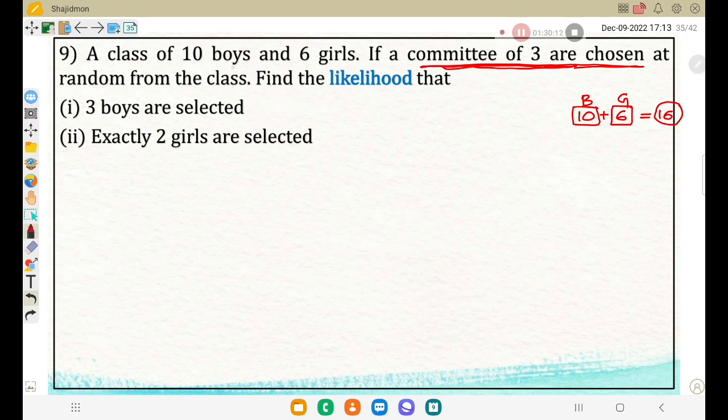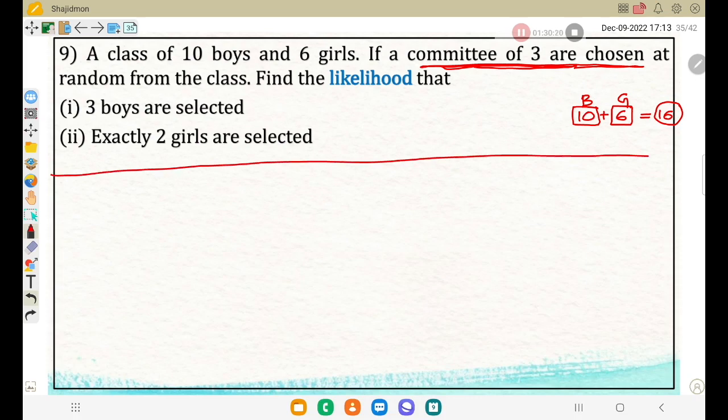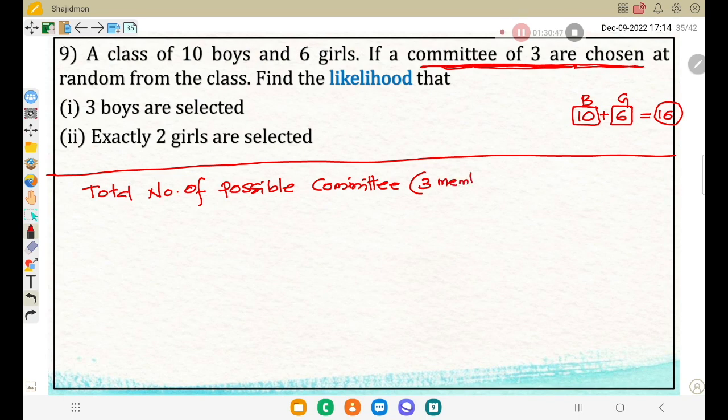So a class of 10 boys and 6 girls, 16 students in total, and a committee of 3 is chosen. First we need to calculate the number of elements of the sample space. So we can write the total number of possible committees. How many members should be in that committee? 3 members.